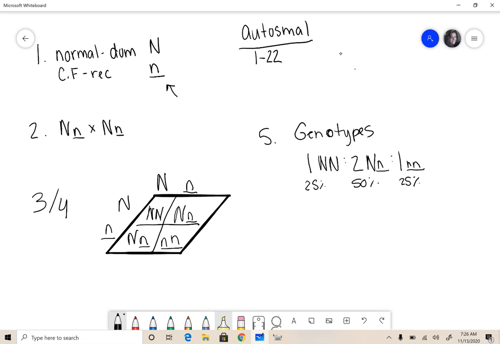Now the phenotypes, you have to look at the genotypes and figure out what they mean. So this box here, this box here, this box here, all have that capital letter. So that tells me 3 of the 4 boxes are normal. So that's going to be 3 normal to 1 cystic fibrosis. If you want to answer it in percentage form, it would be 75% and 25%.